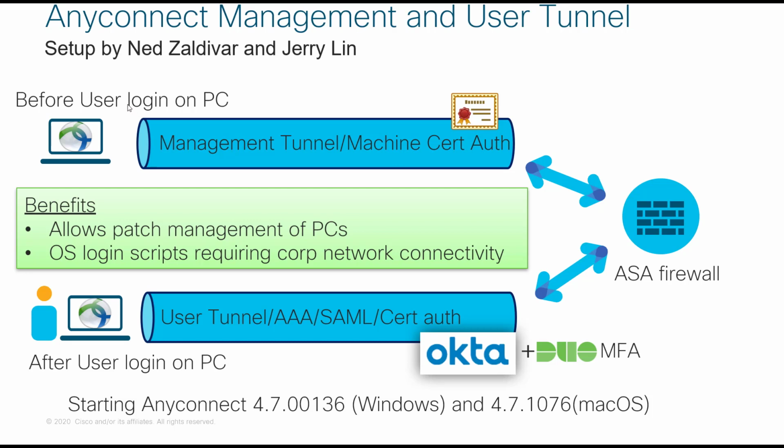So the use case is this. This is an AnyConnect user on their laptop before they even log on to their machine. The machine is powered up, but they're not logged into it. AnyConnect would initiate a management tunnel using machine certificate authentication, and that would build a tunnel back to the corporate ASA. The user is completely unaware of this and has nothing to do.